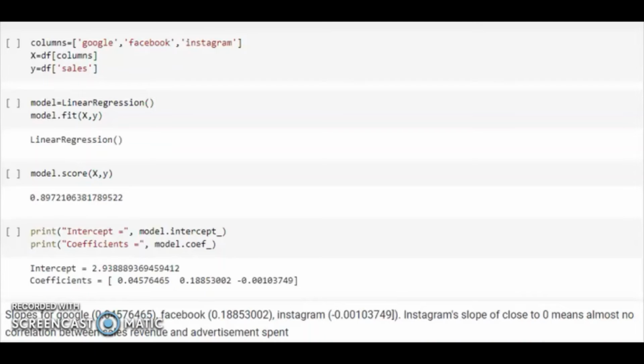Next, we want to build a multi-linear regression model using Facebook, Google, and Instagram. As you can see, Facebook has the highest slope of 0.188, followed by Google 0.045, and Instagram minus 0.0010. Instagram's slope of close to zero means almost no correlation between sales revenue and advertisement spend.